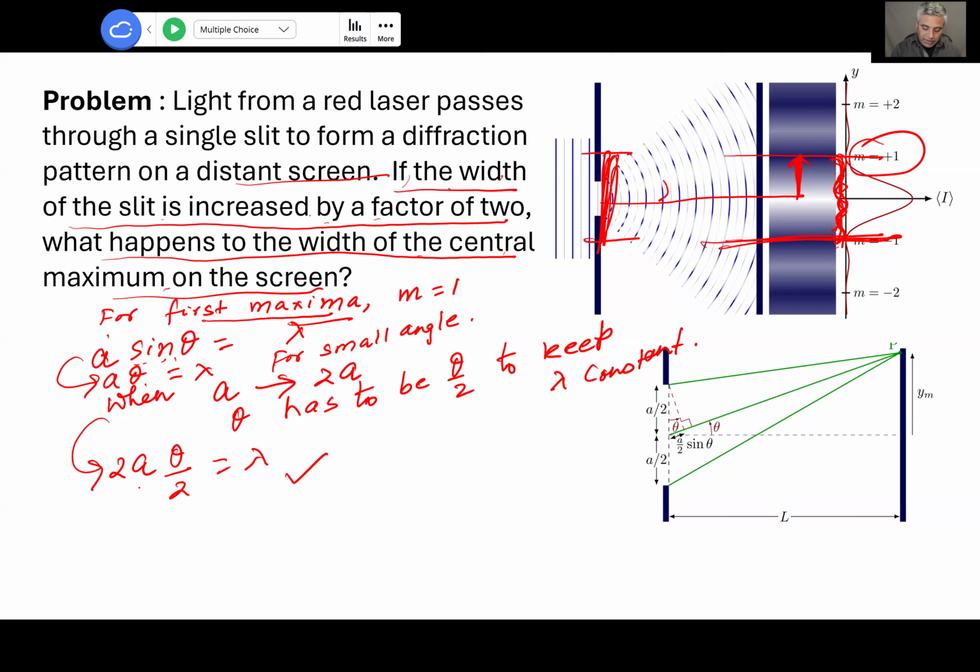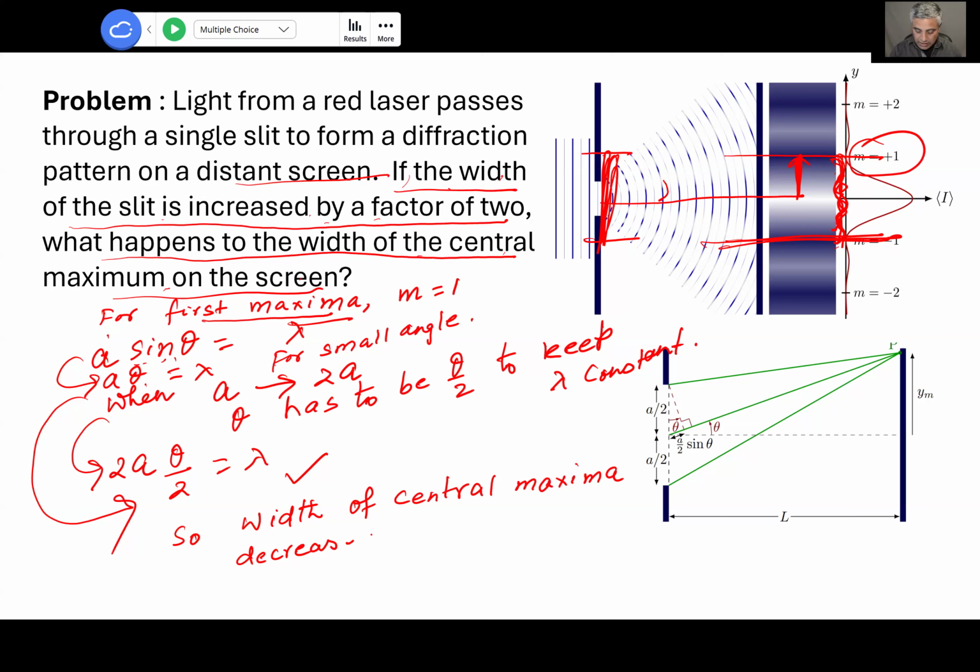So now when I do that, what happens? This is the same as that. So that means the width of the central maxima decreases by half, decreases to half.